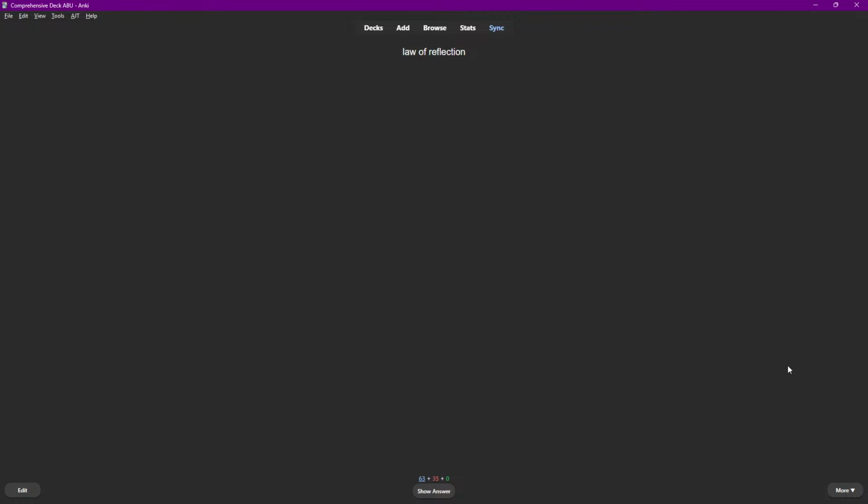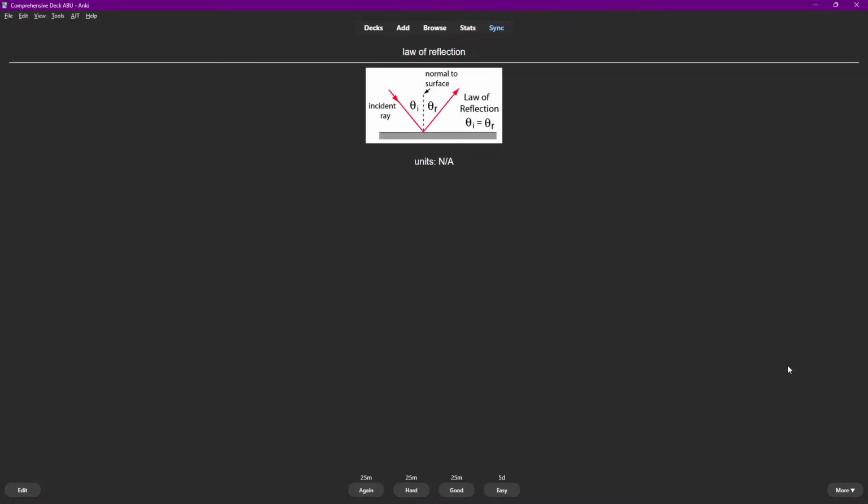Law of reflection. This is not Snell's law, is it? If this is Snell's law, then it'd be n1 times sine of angle is equal to n2 sine of angle. But I don't think that's this one. Oh, angle of incidence is equal to angle of reflection. I put that as hard.